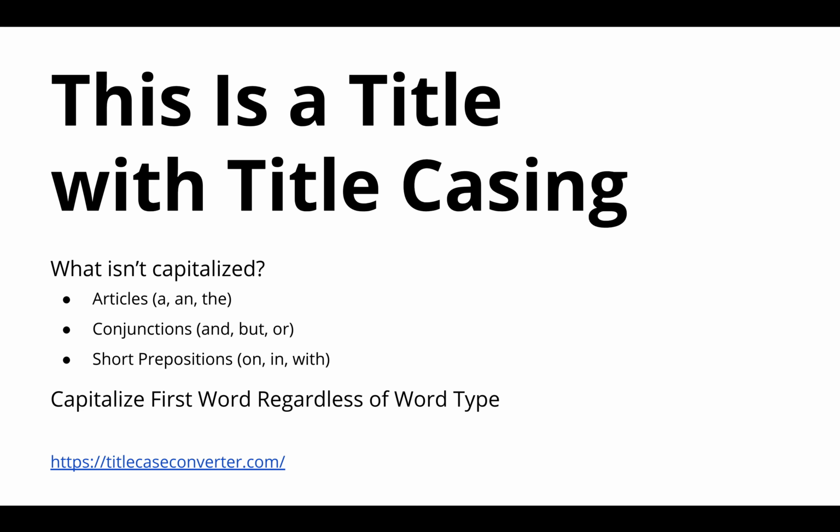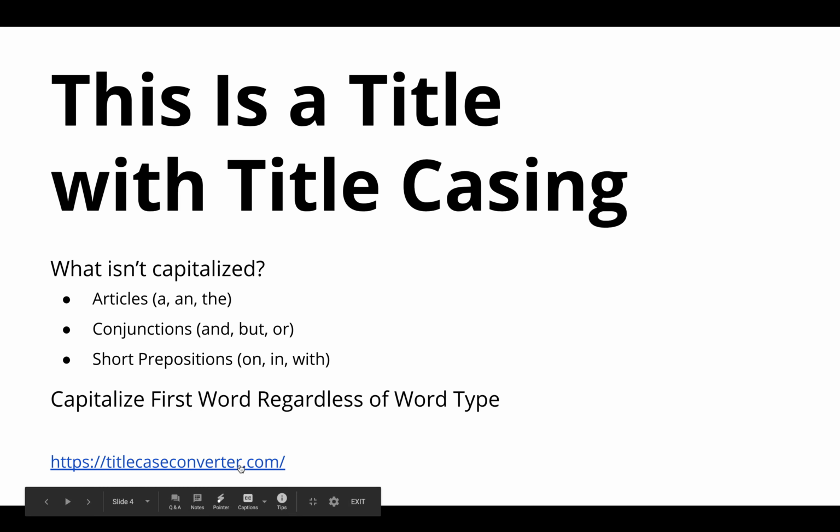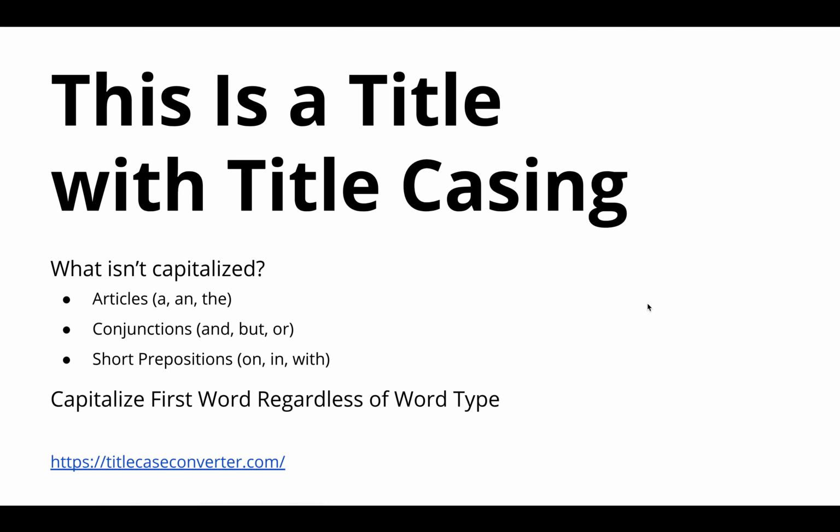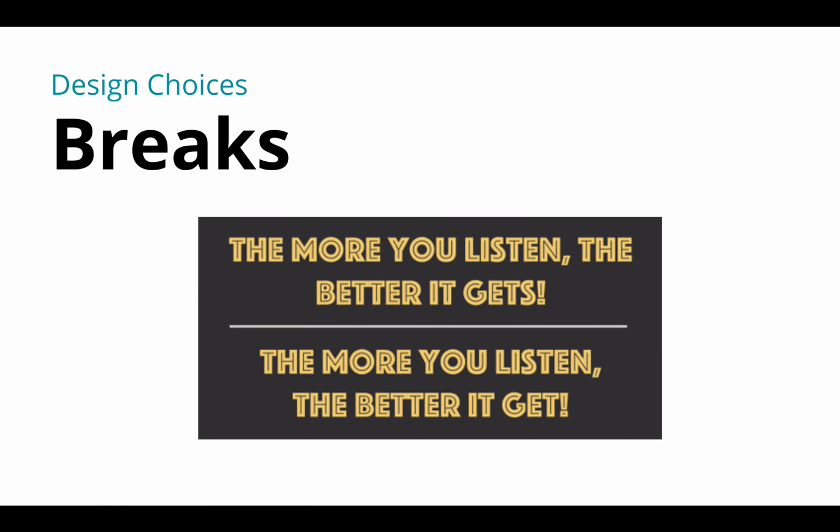And so what doesn't get capitalized? Articles such as a, an, or the, conjunctions such as and, but, or, and short prepositions: on, in, with. Now, if they start the title, you capitalize it because it's the first word, like a sentence, right? If you're not sure, there's actually something online called Title Case Converter where you could type your title in and get title casing output.